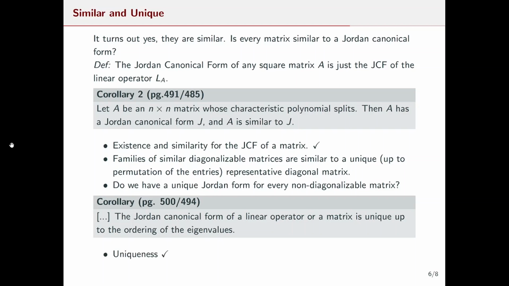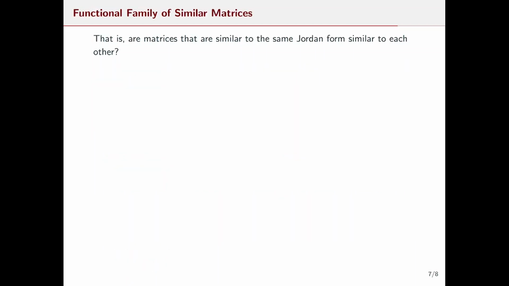So far, so good. We know that the Jordan canonical form exists. We know that matrices are similar to their Jordan canonical form. And we know that it's a unique Jordan canonical form. So far, we're sounding as close as we can get to diagonalizability as possible. We also just have to make sure that we have an actual family of matrices. What I mean by that is that we should check to see if matrices that are similar to the same Jordan canonical form are also similar to each other.